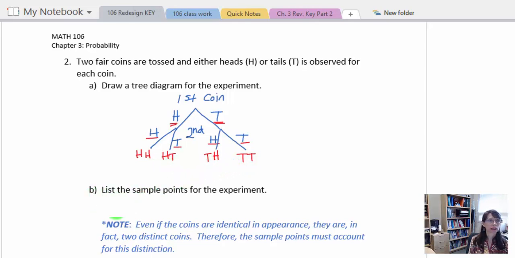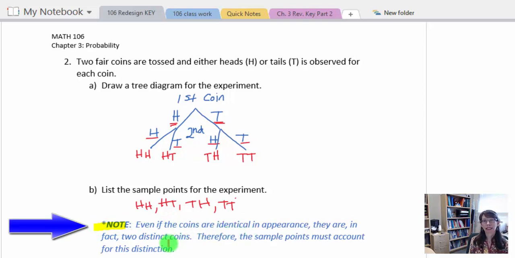So part B is asking us to list those sample points. So we have heads, heads; heads, tails; tails, heads; and tails, tails. It is important to note here that even if the coins are identical in appearance, they are in fact two distinct coins. Therefore, the sample points must also account for this distinction. And that's why heads, tails is listed as a different outcome than tails, heads. So it looks like they're both heads and tails, but the order does matter here.